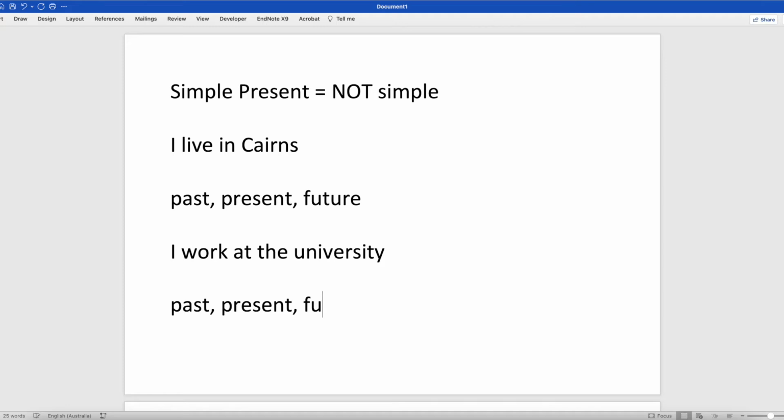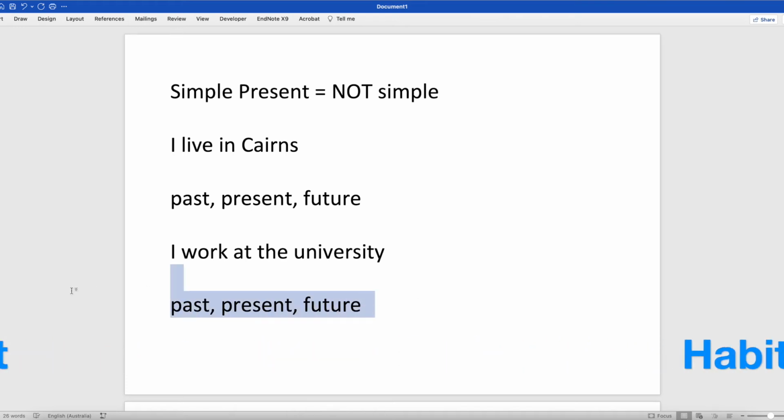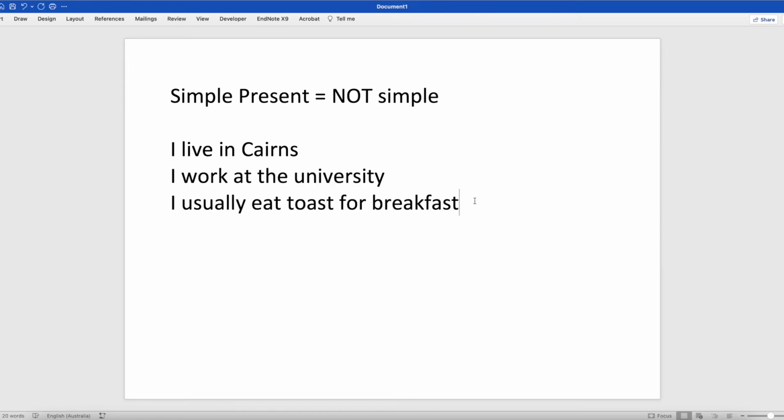And so a better word for this, I think, would be the habitual present. The habitual present. Because it's a present tense which conveys some kind of habitual event, something that happens over and over. In functional linguistics, we sometimes refer to the habitual present tense, and I think that it's a much more fitting label for this kind of meaning.